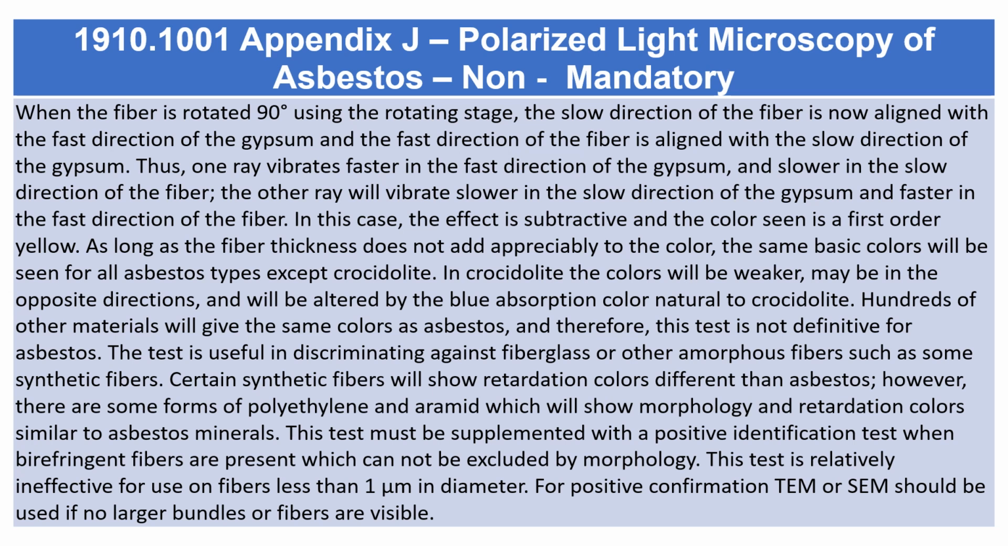However, there are some forms of polyethylene and aramid which will show morphology and retardation colors similar to asbestos minerals. This test must be supplemented with a positive identification test when birefringent fibers are present which cannot be excluded by morphology. This test is relatively ineffective for use on fibers less than 1 µm in diameter. For positive confirmation, TEM or SEM should be used if no larger bundles or fibers are visible.